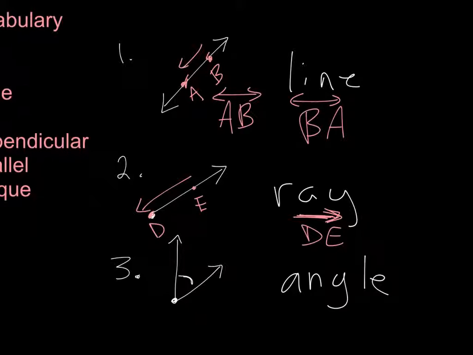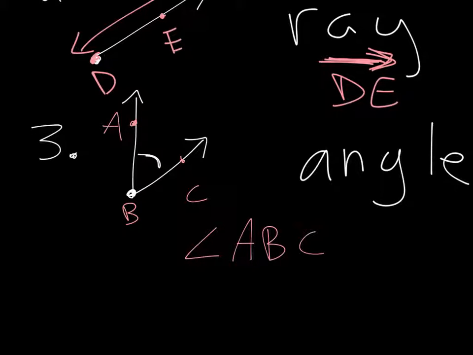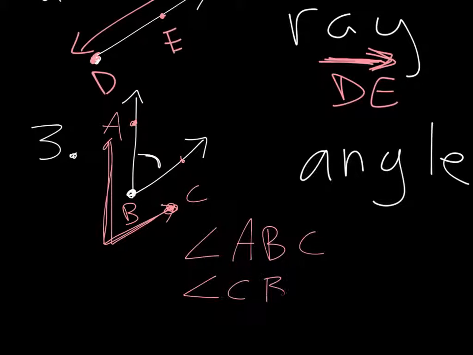And then for the angle, remember you should be pausing frequently because I'm going kind of fast. I'm going to put an A, a B, and a C. And now I have angle, so put this symbol, angle ABC. And I can tell that that's the name of it because I can start at A, go to B, and then go to C. I can also start at C, B, A. So I could call this angle CBA.